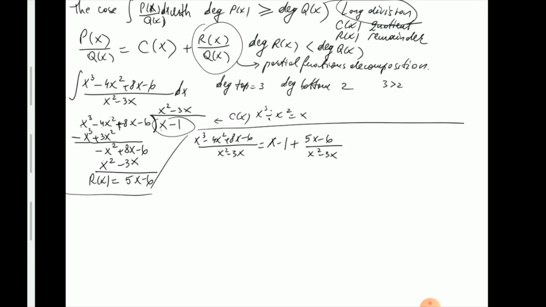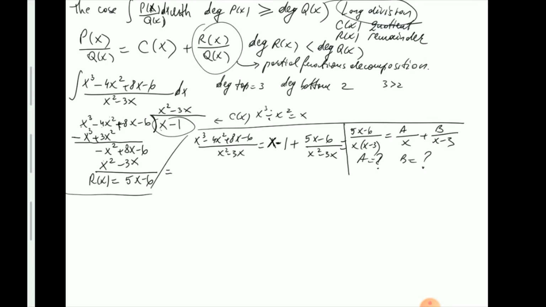So I'm going to actually ask you to do this on your own so that I don't waste too much time on the video here. Take a moment and factor the bottom here, right, which is x times x minus 3. This should split into 2 partial fractions of type 1, and do the work to find a and b. Pause the video and do that on your own.